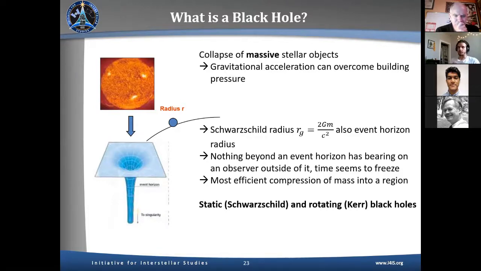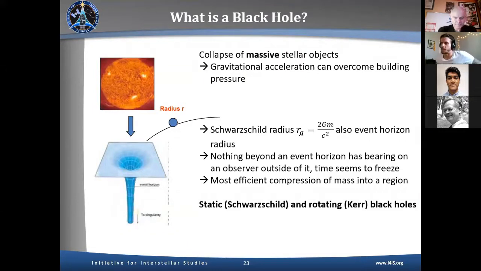And as far as we know, nothing beyond a certain point around the black hole has any bearing on the observer. Outside it, time seems to freeze for an outside observer. And as far as we know, this is the most efficient compression of mass into a region that exists. That seems maybe a little like an arbitrary point, but if you're interested in extracting energy out of something, it's actually very important, because then specific energy of something is of interest.